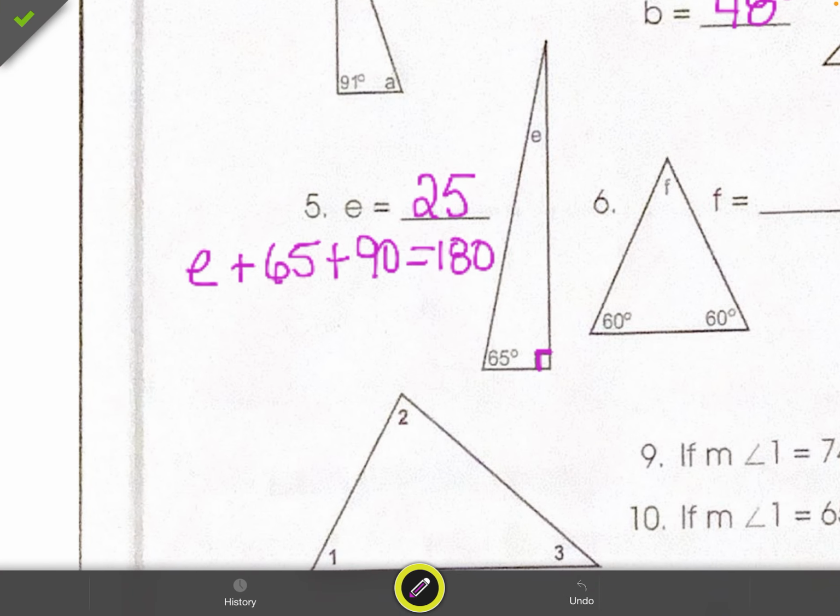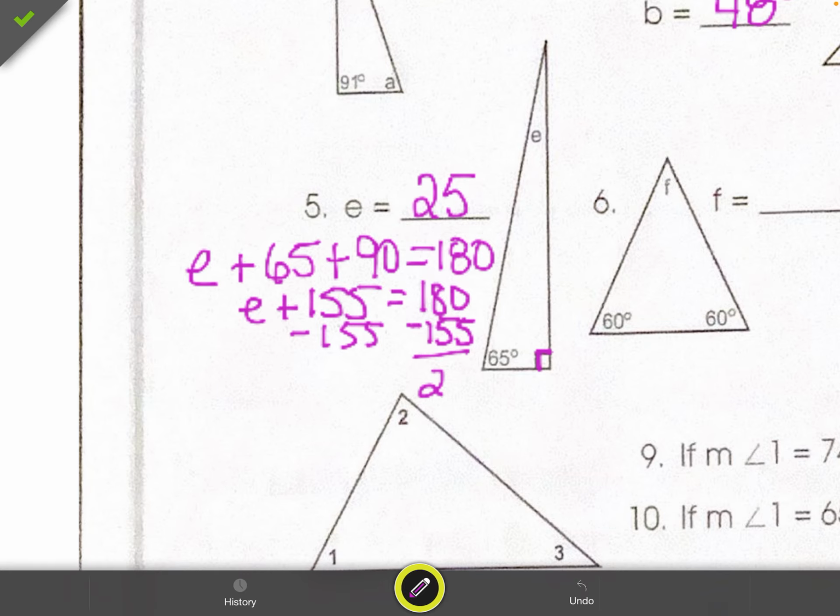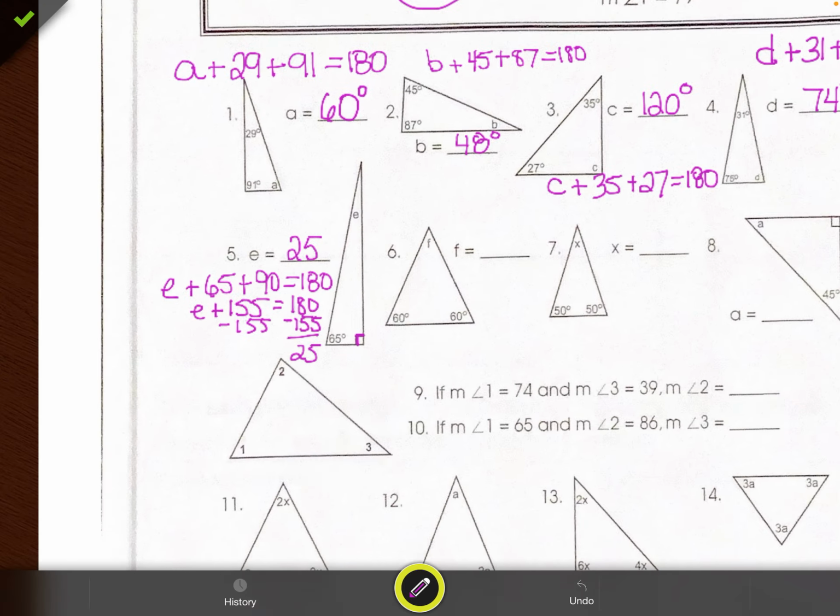Not that it would be hard. If you wanted to do it by hand, then you'd add 65 and 90. And so that would give you what? 155. Then you would subtract the 155 from both sides. And that's where we're coming up with 25. Just so you can see the algebra.